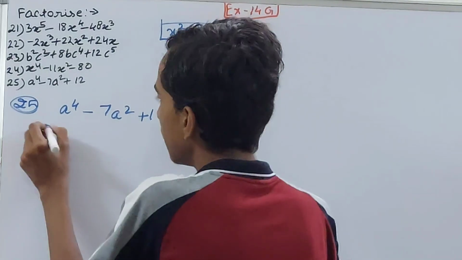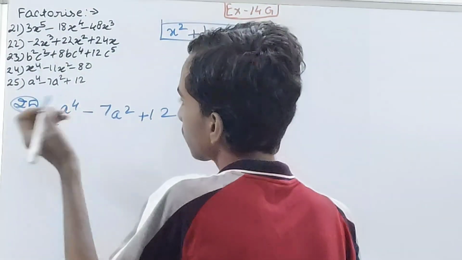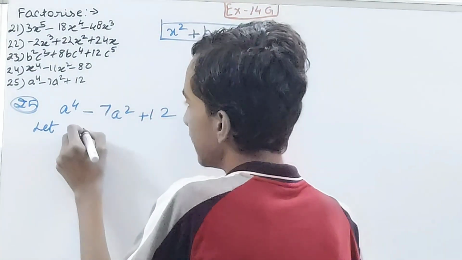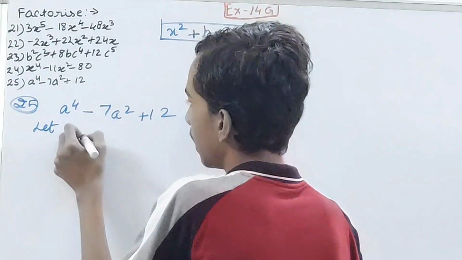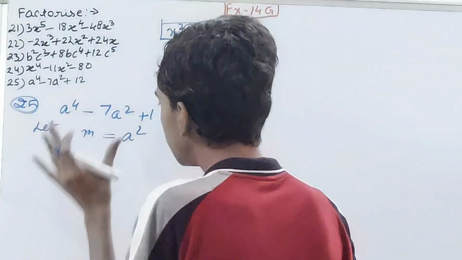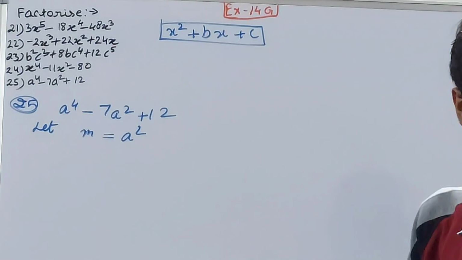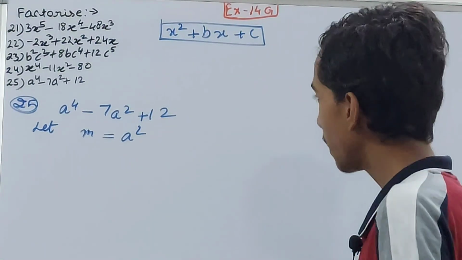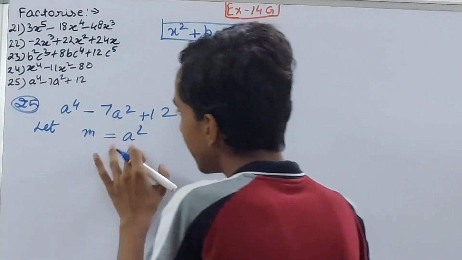Let's see, let m equal to a square, right? Up to you which variable you want to choose. You can take p or anything. So we have assumed m as a square.